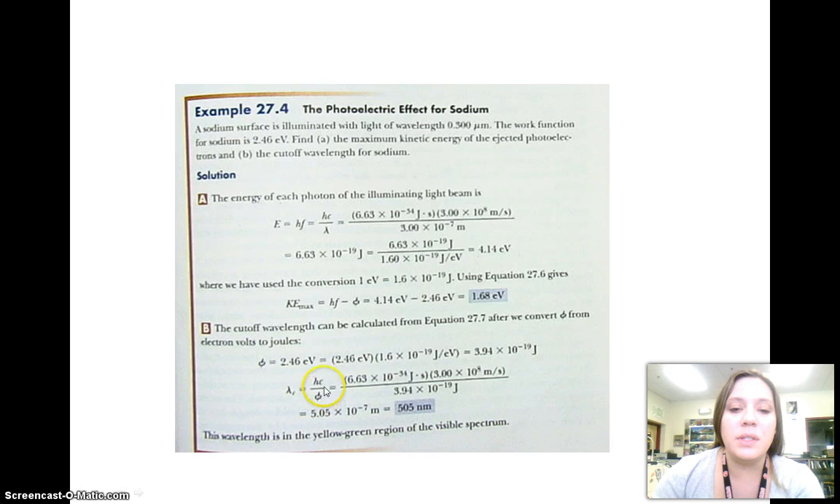Now just a note, anytime that you are using c in meters per second, you need to have Planck's constant in joules. That's why we're converting back and forth between electron volts and joules. So here you have Planck's constant in joules times the speed of light divided by the work function in joules. That conversion was made up above. And so you get the minimum wavelength to be 505 nanometers. Okay, so hopefully that clears that up.